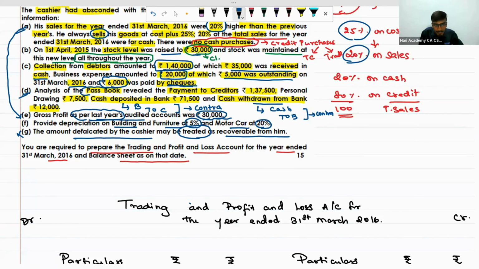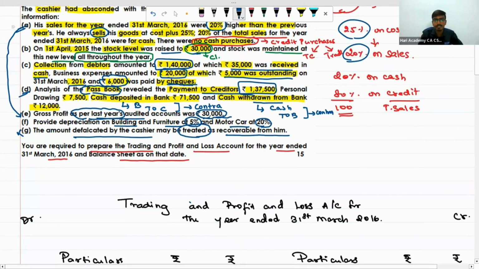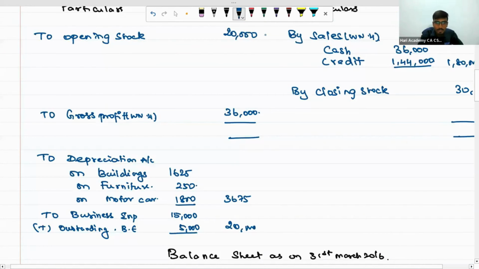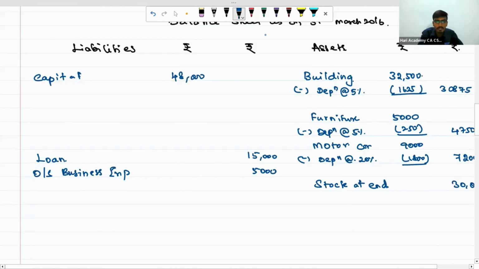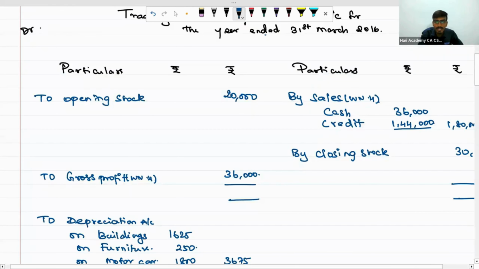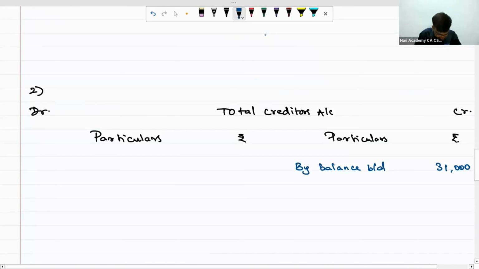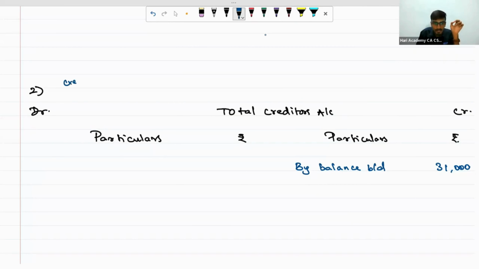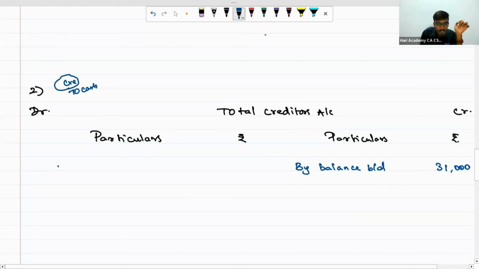What is the D adjustment? Analysis of a banking statement, the passbook, which means bank statement, revealed payment to creditors was 1,37,500. So for payment to creditors, which account do we go for? Creditors account. On that creditors account, what is the journal entry? Creditors to cash, correct? Now creditors is on which side? Debit side.